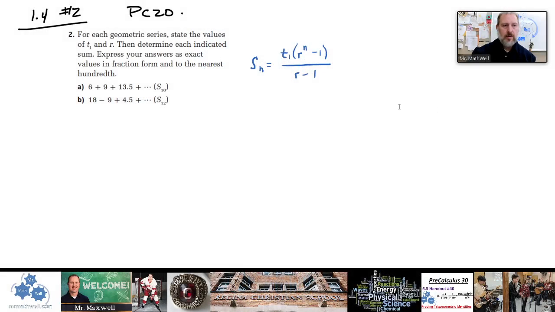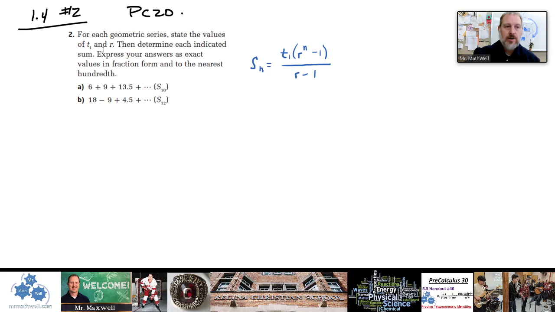Okay, so 1.4 number 2, homework question here. It says, for each geometric series, so this is a geometric series that are listed there. And we can confirm that by finding the r value, taking one number divided by the number that is just before it. State the values of t1 and r, then determine each indicated sum. So there's three things we need to do here.